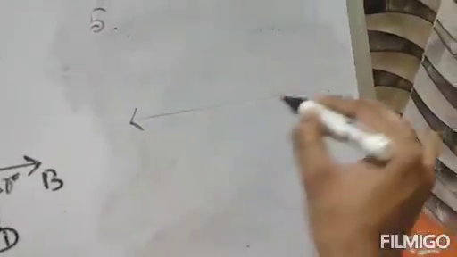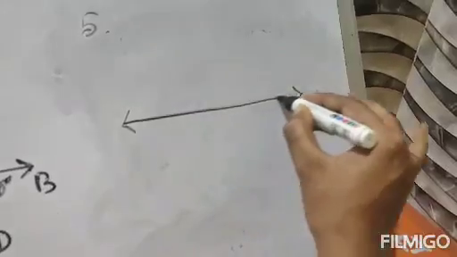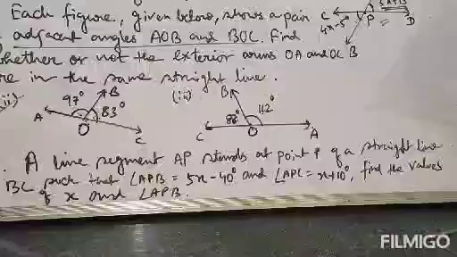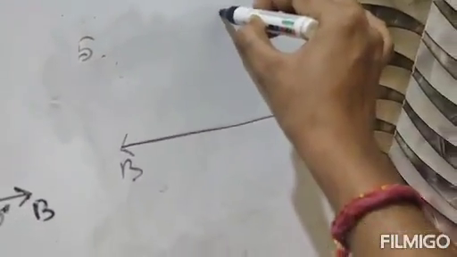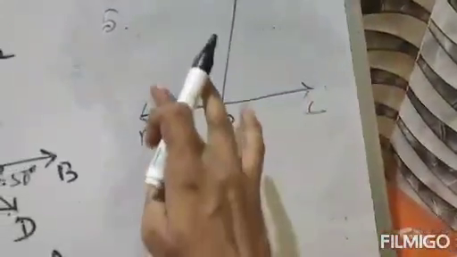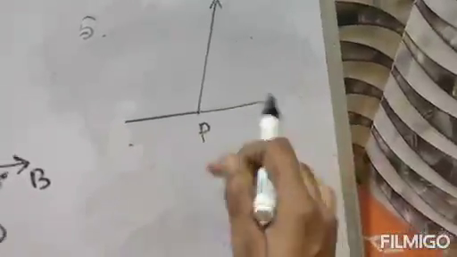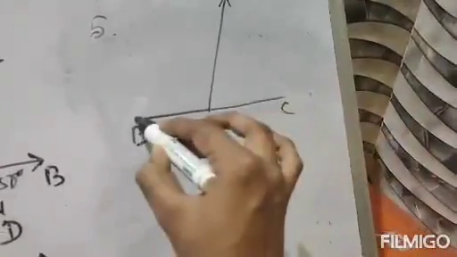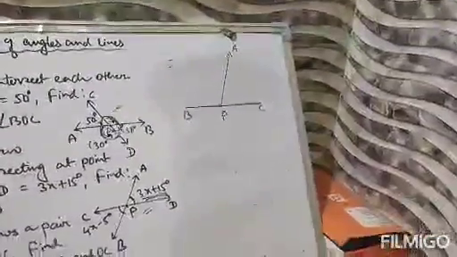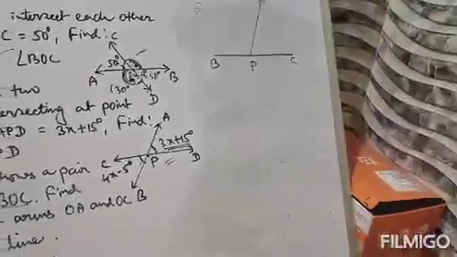So there is a straight line BC. Suppose this is a straight line BC, and it says that a line segment AP stands at point P. So suppose that is AP, a line segment. Now you don't need to put arrow, just write BC. So BC is a straight line and AP is a line segment at point P over a straight line BC.